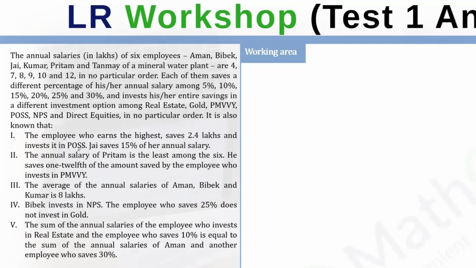Great. Now J saves 15%. Okay, so J saves 15%. If I look at this information and this information, the only thing that is in common is the percentage. The percentage is used in both pieces of information.